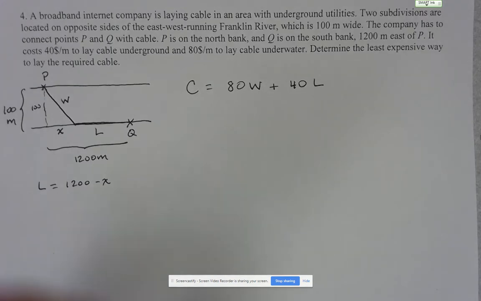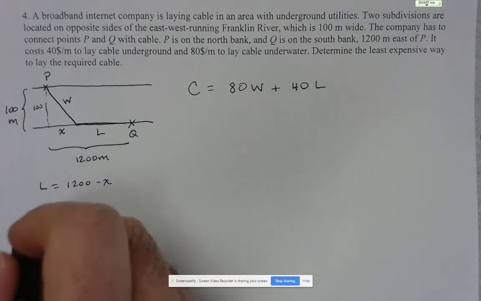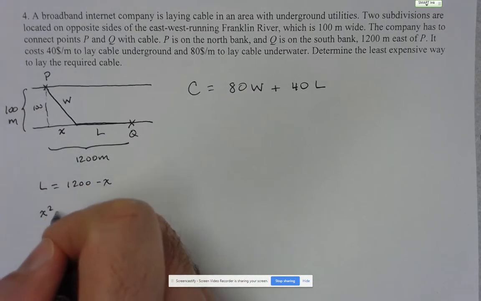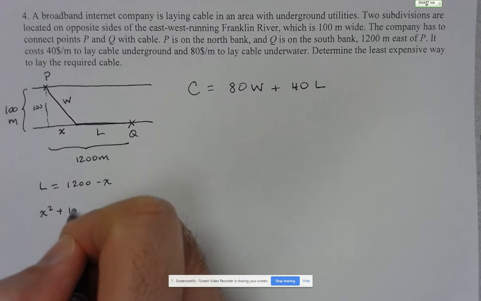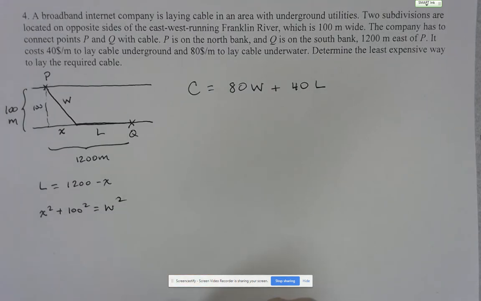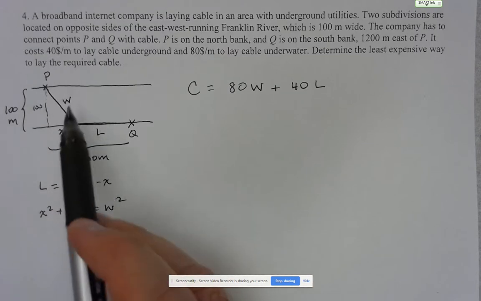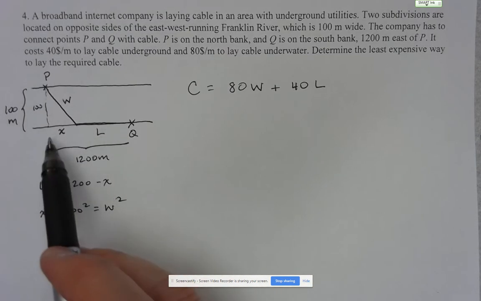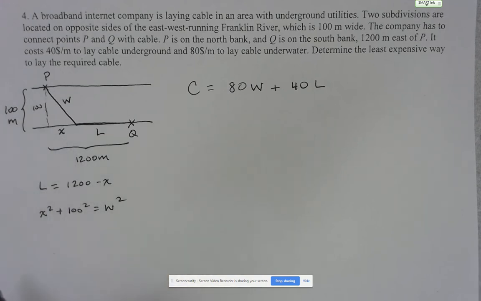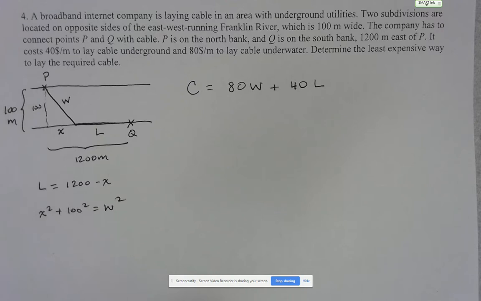And then W, I can relate to x by using Pythagoras. So I have x squared plus 100 squared is equal to W squared. Okay? So instead of writing one variable in terms of the other, I'm writing both variables L and W in terms of this third variable x. So now I can take this and input it into my equation.